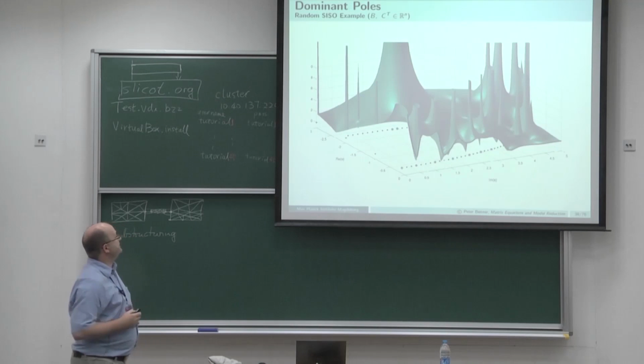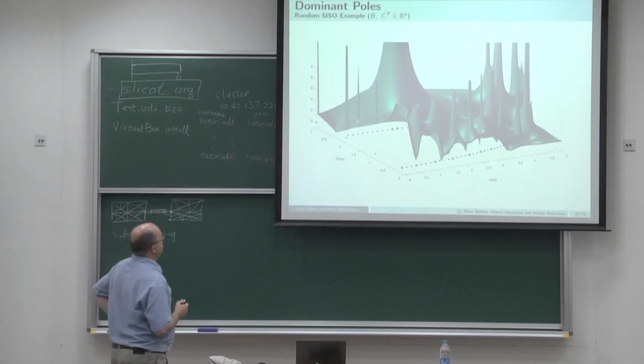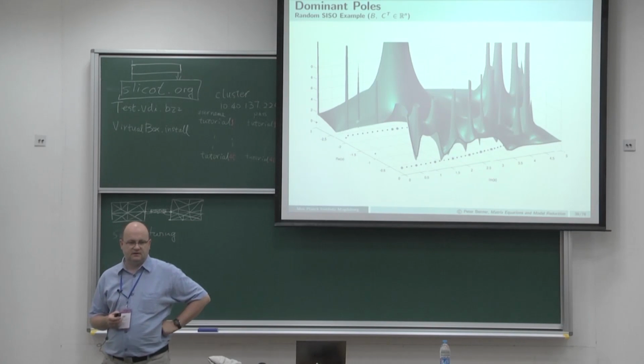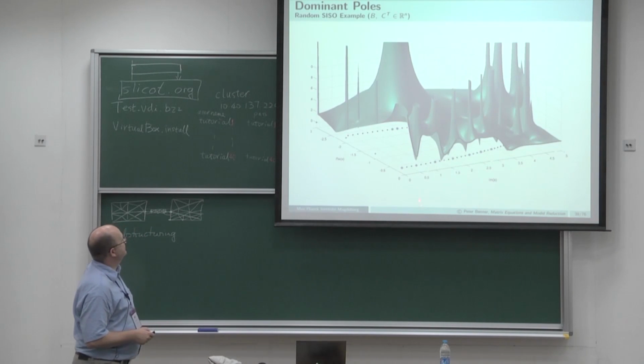Now that doesn't give us the full picture, of course, of the transfer function. The full picture is that we plot it on the left half plane. And then that's getting a little bit more exciting. What we have just seen in the previous plot, that black line, you can see here.